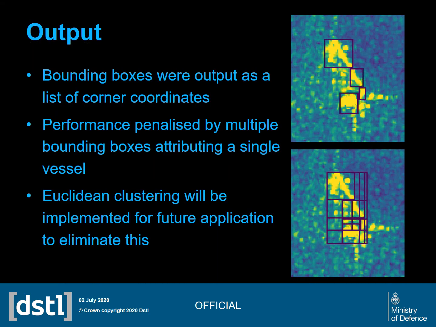The output from the model was in the form of a CSV file with corner coordinates of the vessel bounding boxes. Many instances created multiple boxes for different parts of what can clearly be seen as a single ship. This penalized the performance of the detector when compared with the CNN method. Work is to be conducted on using Euclidean clustering to remove duplications in future applications.